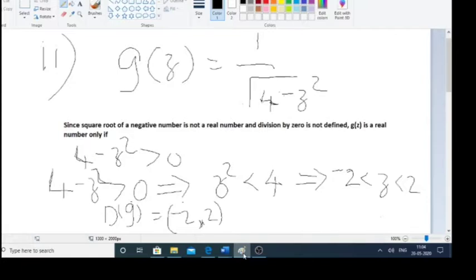Now in the next problem, g of z equal to 1 by square root of 4 minus z square. We have to find its domain and range. Since the square root of a negative number is not a real number and division by 0 is not defined, g of z is a real number only if 4 minus z square is greater than 0. That implies z square should be less than 4, that is minus 2 less than z less than 2, taking the square root. That is, domain of g is the open interval minus 2 to 2.